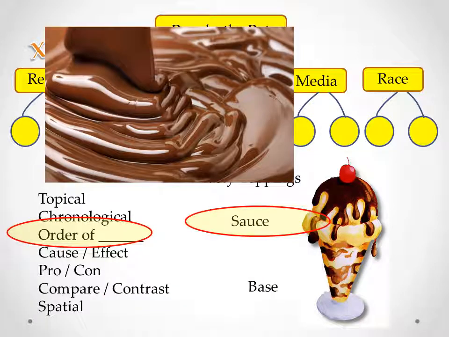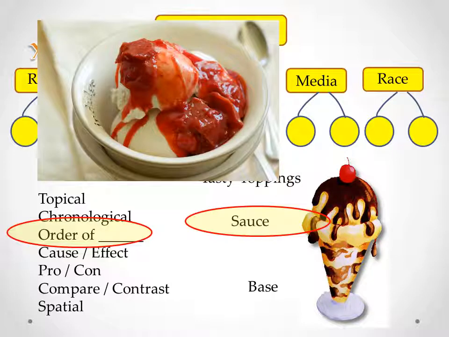You might say the sauce is most important. I don't know. That's up to you. But some of you are going to say you need that chocolate sauce. I'm not a fan of chocolate sauce. I like that weird strawberry stuff. So I'm a fan of that weird strawberry stuff. Some people would say caramel. Some people would say the chocolate sauce. But this is really subjective, isn't it? It's really subjective. So does order of importance work for an ice cream sundae?